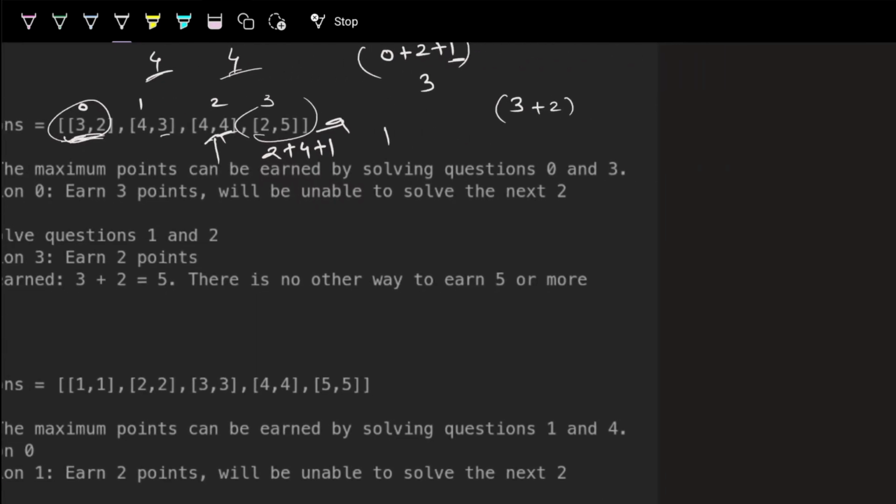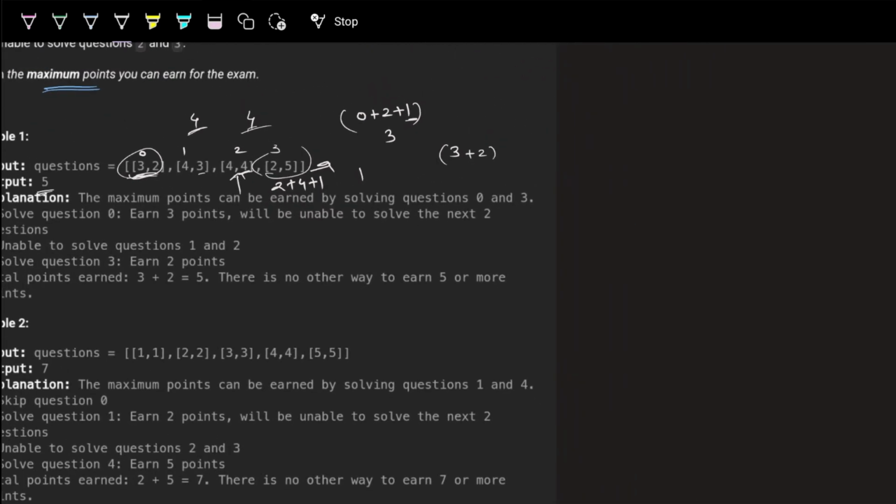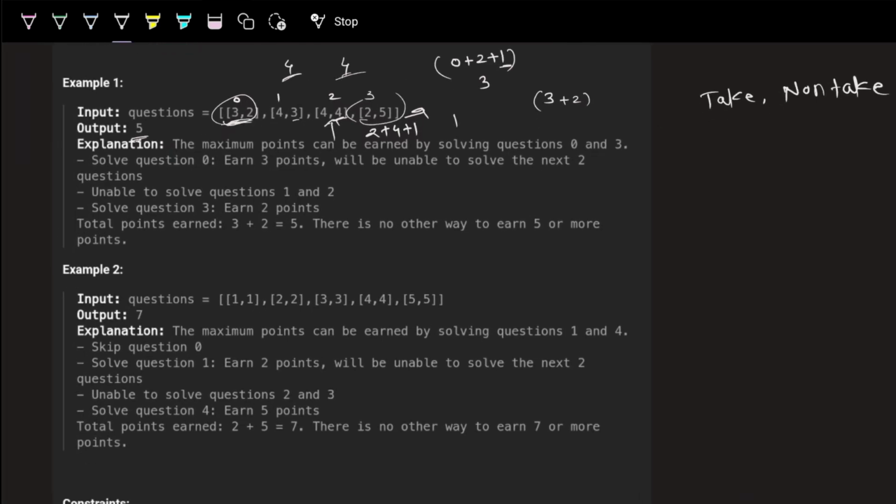If you see the pattern, what is the pattern over here? The pattern is simple: take, non-take. This is a standard DP problem, and in DP we have already seen this type of question where we have 2 choices, either take it or not take it. This is a very easy level pattern of DP, and you can easily solve it.